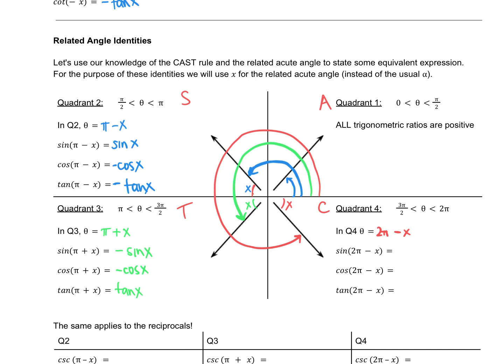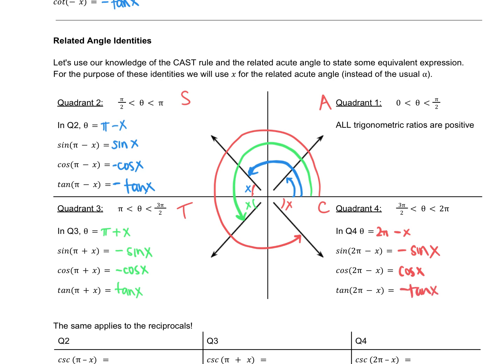And now we're in quadrant 4, where only cos is positive because here our opposite side is negative, but only the adjacent is positive. So only cos will be positive here. Sine and tan that rely on the opposite side will be negative. So that means sine of 2 pi minus x is equivalent to negative sine x. For cos, it's just going to be the positive version, and for tan, the negative.